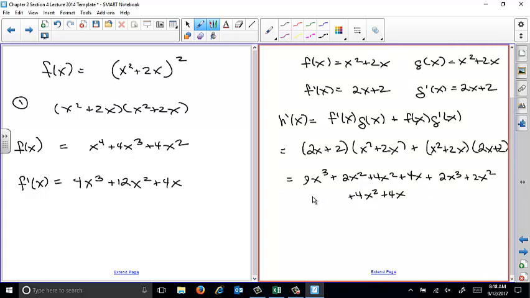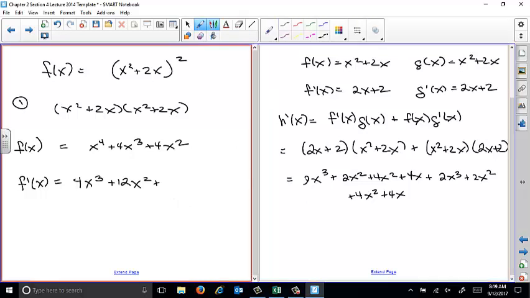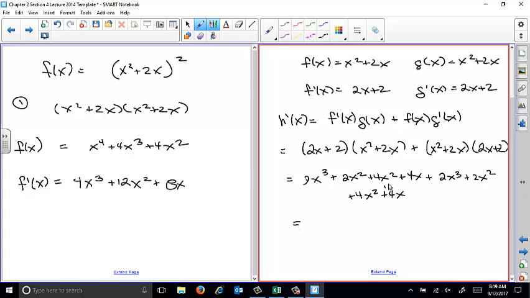Something's wrong. Oh, I did my derivative wrong over here. That should have been 8x. 4 times 2 is 8. Okay, I realized because I was going to get a different answer here.